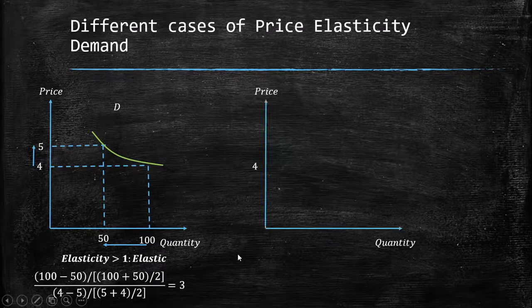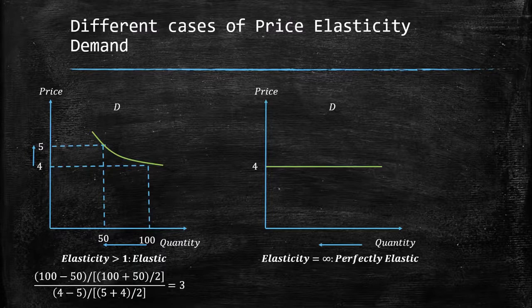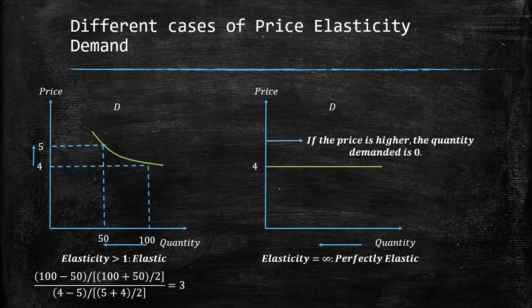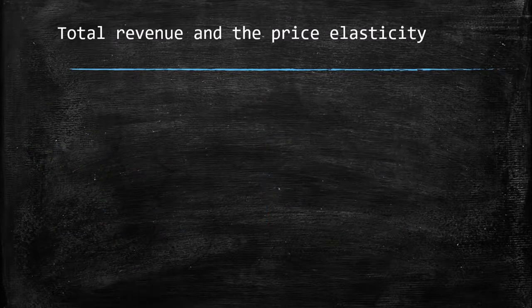Now we have the other case, which is extreme. This is a demand which is perfectly elastic. So here, above this point, if the price is higher, the quantity demanded is 0. It's just like a slight change in the price, and I'm not going to consume anything. But if the price is less than 4, the demand will be infinite. Okay, I will consume infinite. This is the other extreme case.